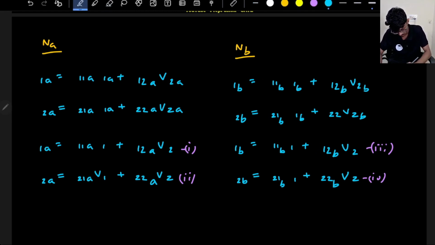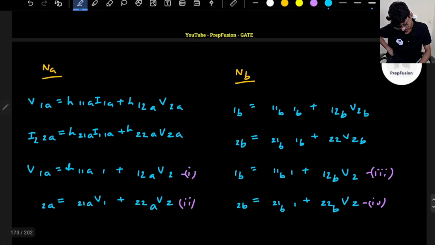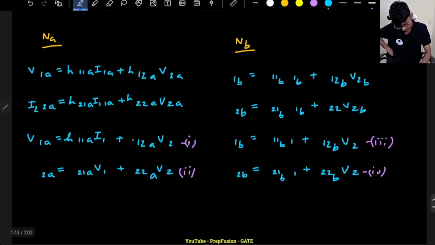So this will be V1A basically is equals to H11, that is equals to I1A. This will be I1. This will be H21, that is my I2. Okay. This will be H22. This will be H12A. Now what I can write is that V1A in the input side is equals to H11A into I1, right? Because I1A and I1 are same.